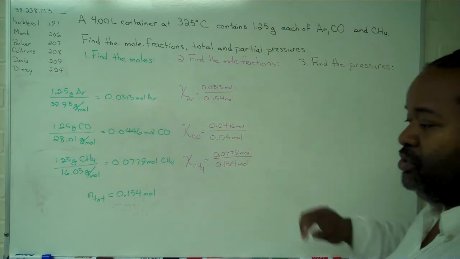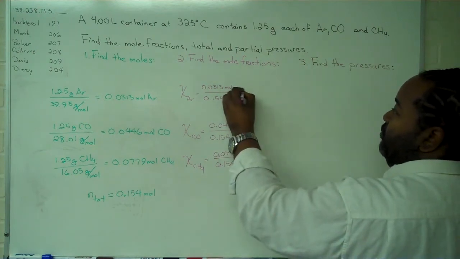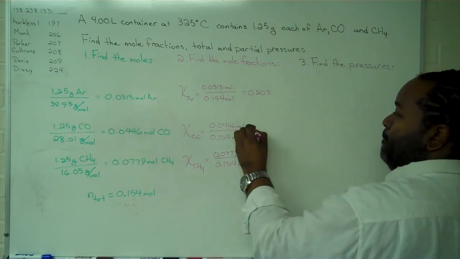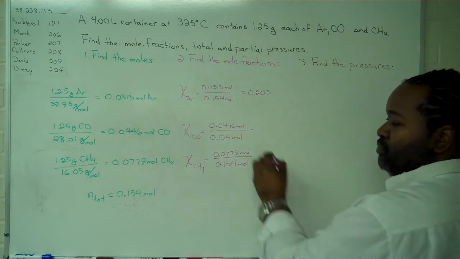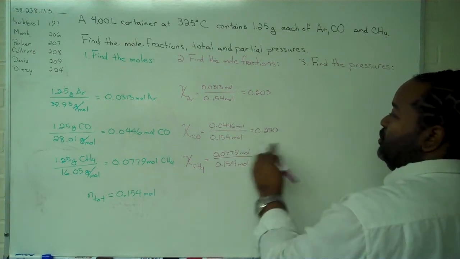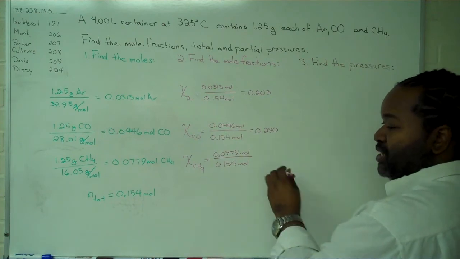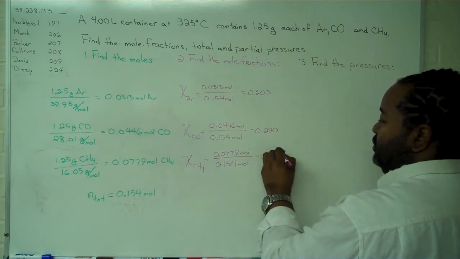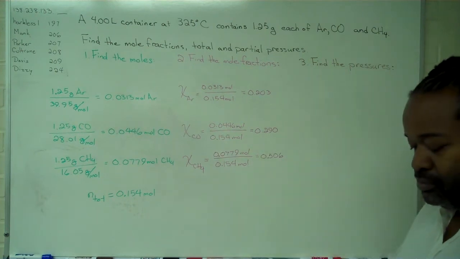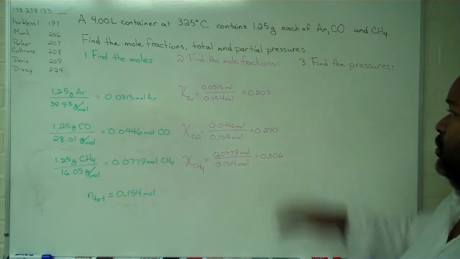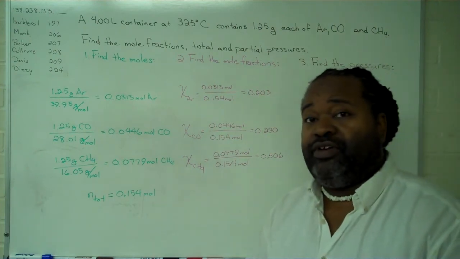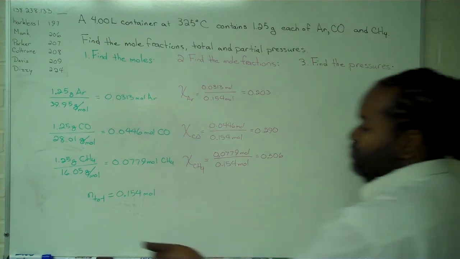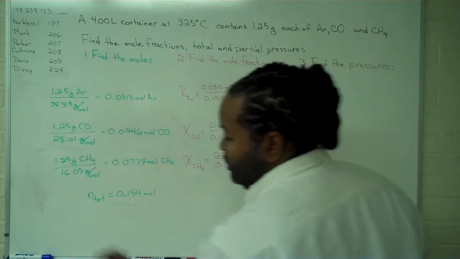So we're able to do the calculations here, and by dividing through we get 0.203 for argon, 0.290 for the carbon monoxide, and we get 0.506 for our methane. Within reasonable round-off error, your total mole fractions should add up to a value of 1, because that would represent 100% of your mixture. And so our final step then is to find the pressures.